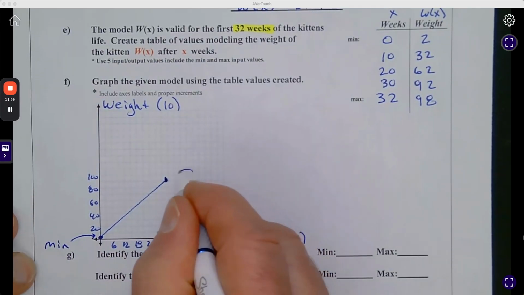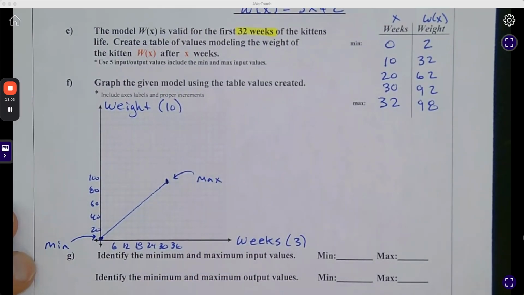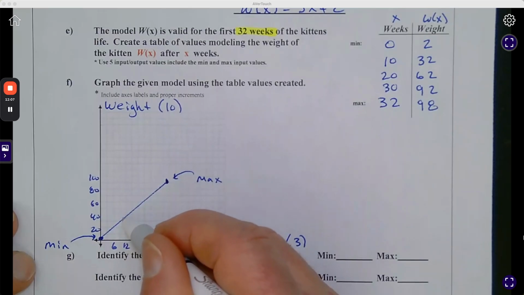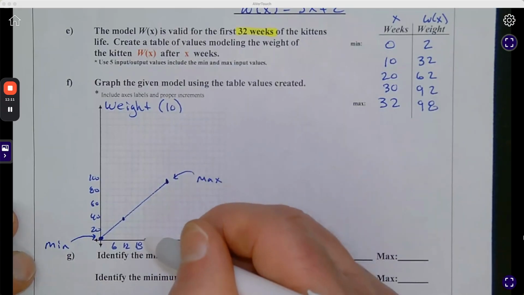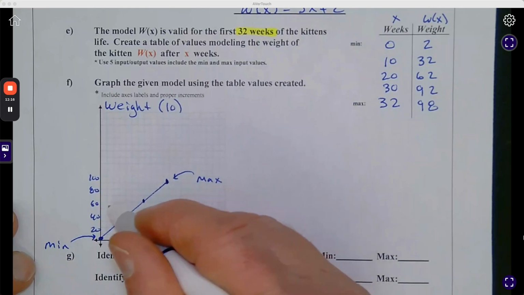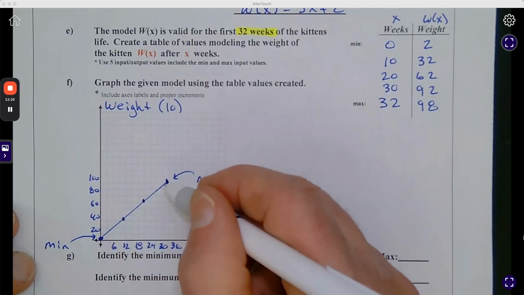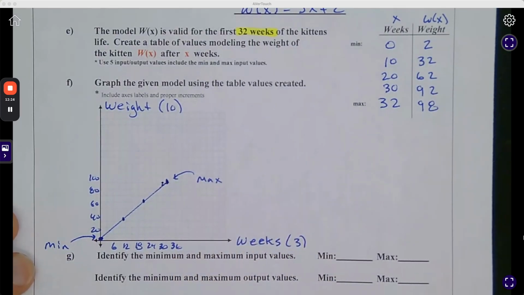This is my max. And because it's linear, those other ordered pairs will automatically show up. So for example, 10, 32. Right about there. And that's perfect. 20, 62. Just above 60. That's perfect. And then 30, 92. Just above 90. Man, that's good stuff.